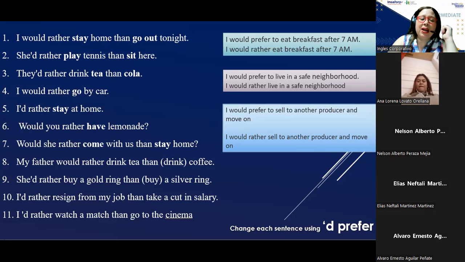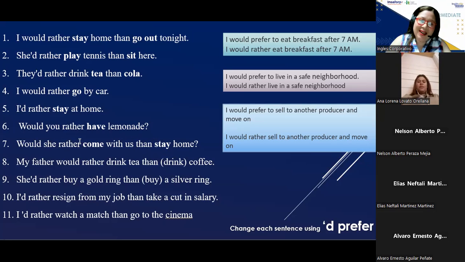Okay, let's refine the pronunciation of would rather. Would rather. Yes, and we have to do the voiced sound th, right? The th voiced sound. Would she rather? Okay, and here it's not "us" as in the letters, it's "us", nosotros. Would she rather come with us than stay home? Okay.